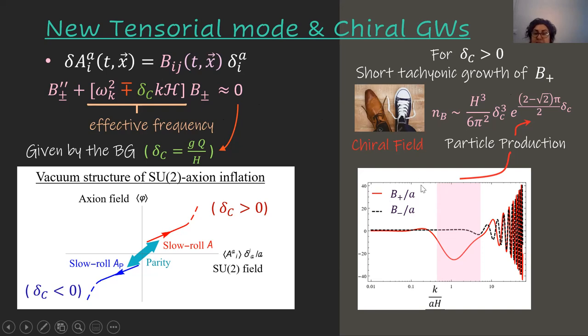The red line here is the B plus field, which is the one that experienced this tachyonic growth. You'll see that around and a little bit after horizon crossing, it has this enhancement. But after horizon crossing, because it's a massive field, it will decay. The B minus, which is the other helicity state of this new tensorial mode, is shown in black. And you see that there is no tachyonic enhancement. It just decays after horizon crossing. But B plus, although it decays at super-horizon scales, because of this tachyonic instability, we will have particle production. And the number density of this B field is given like this, specified in terms of this parameter delta C.